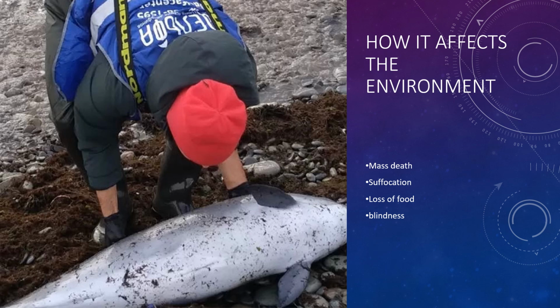As you can see in the picture here, this is a very sad thing to happen. An endangered species of smaller cetacean whale is seen dead on the shore. These are incredibly rare and endangered, and the fact that a lot of them have been lost thanks to oil spills is incredibly saddening.